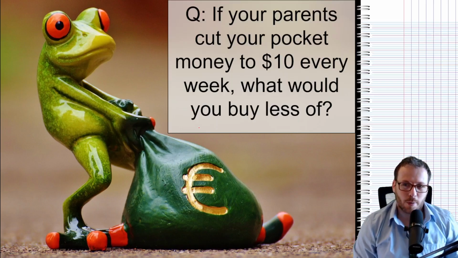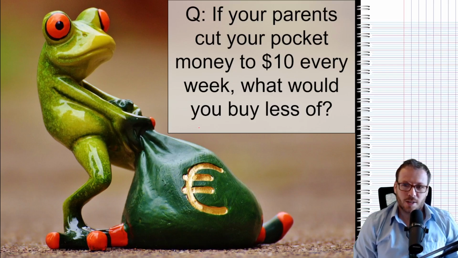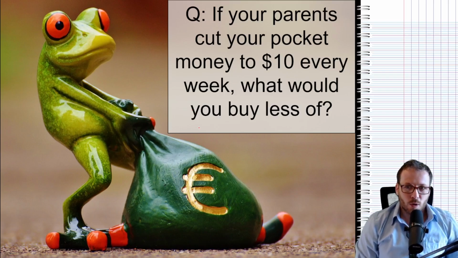And secondly, if your parents did the opposite and they cut the money that you receive, or let's say your job cuts the money you have, what would you buy less of? So the idea in economics is basically, as you get wealthier, you buy more normal or superior goods like Starbucks coffees. And as you get poorer, you buy more lower quality goods like packet coffees. So this directly relates to your demand, how much income you have.